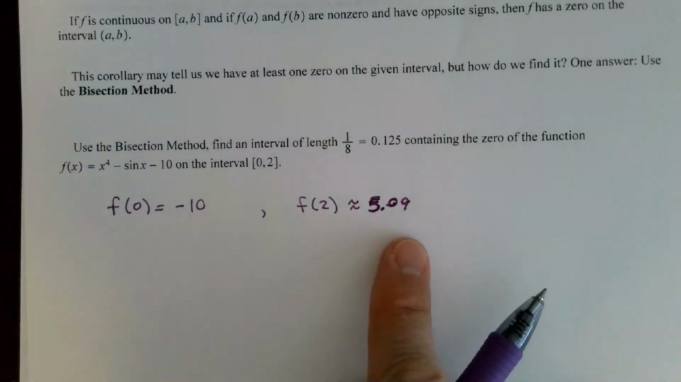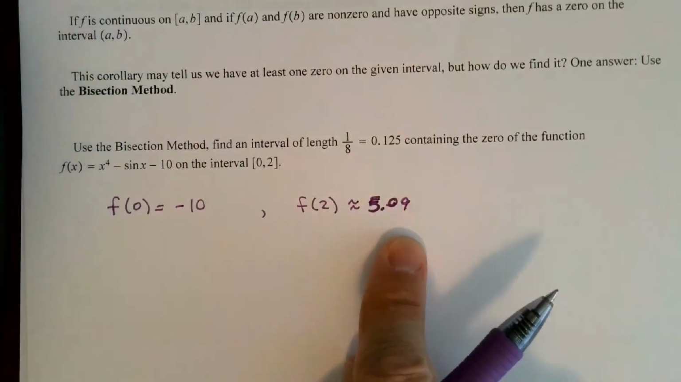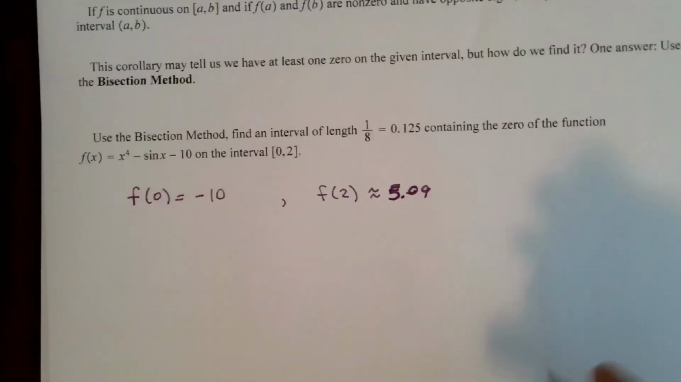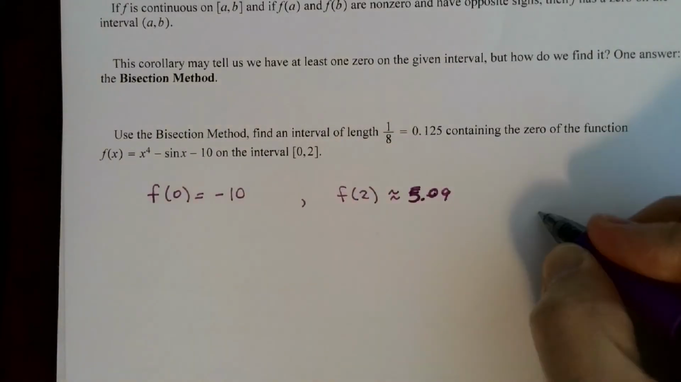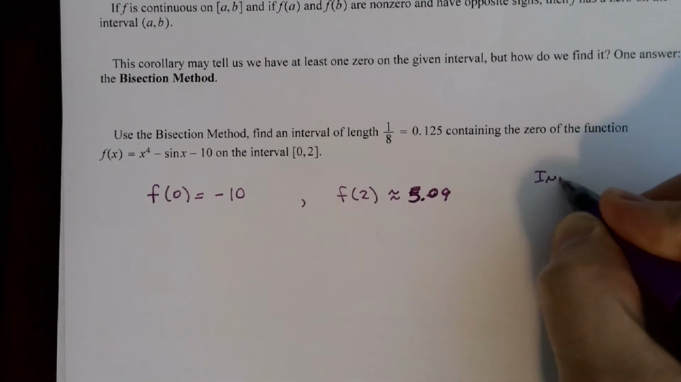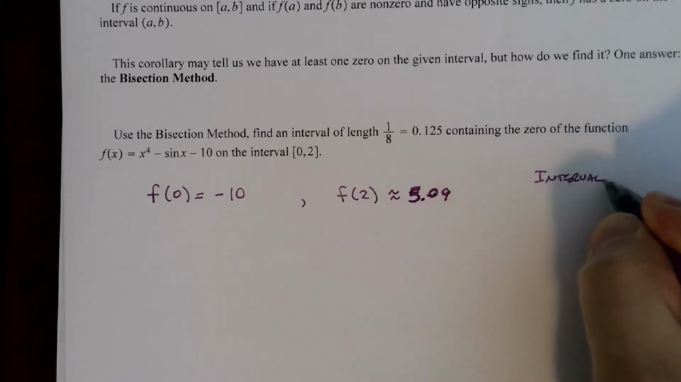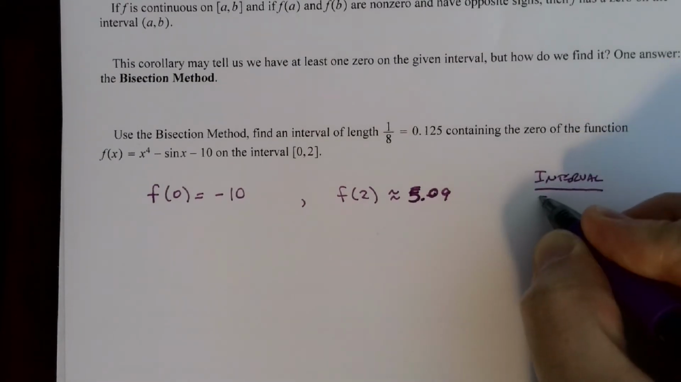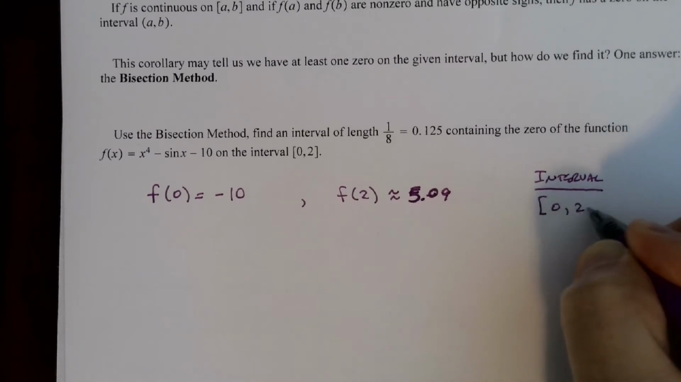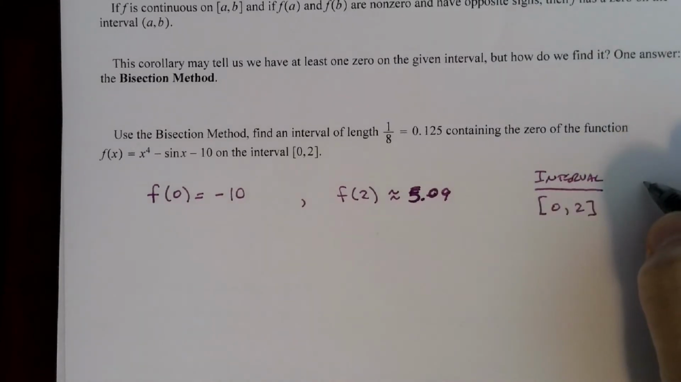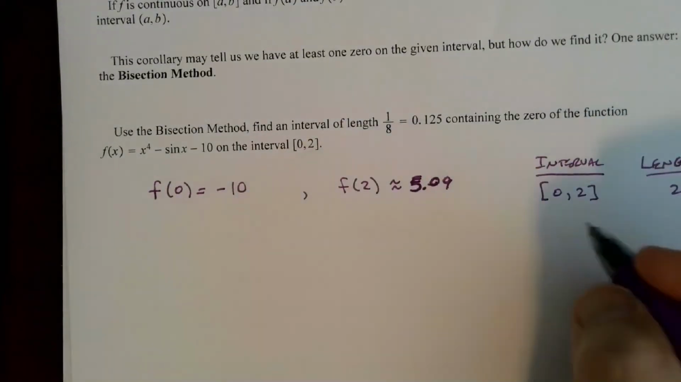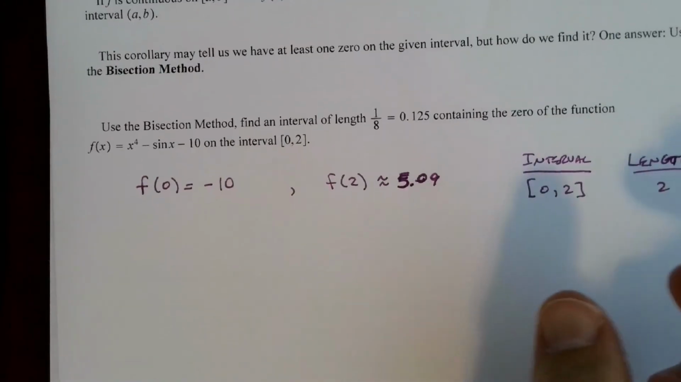Okay, and so certainly the interval from 0 to 2 contains at least one 0, right? But the length of that interval is what? From 0 to 2, the length is 2. Okay, so how can we proceed? How can we sort of narrow down in on things?